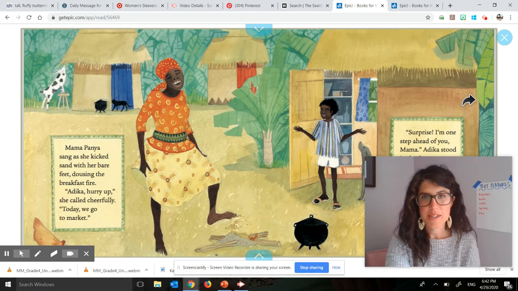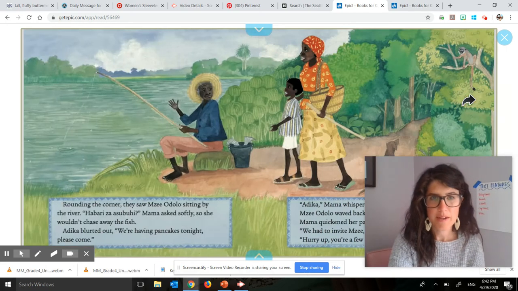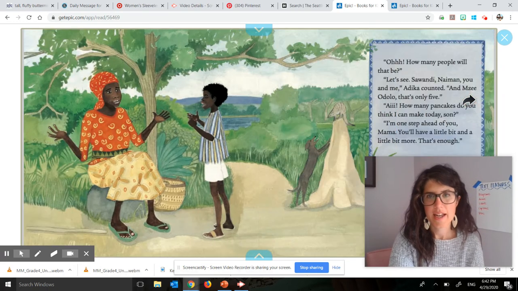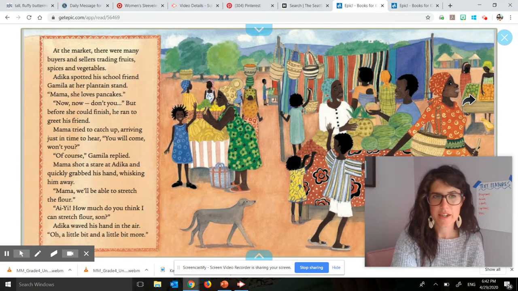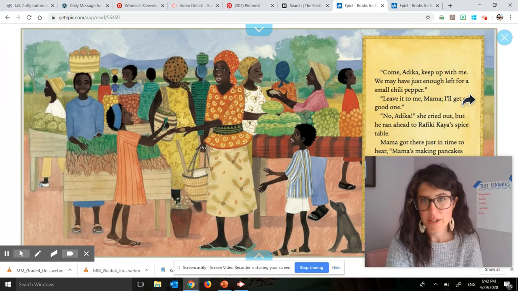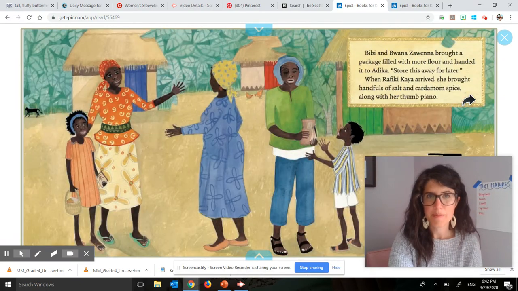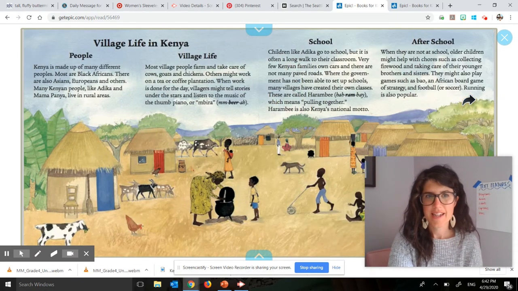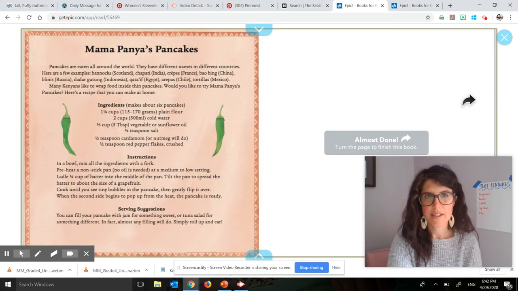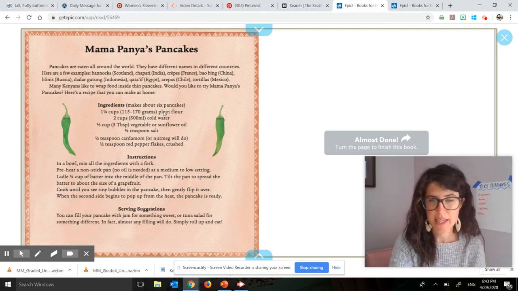So in the book, you see some different scenes from Kenya, which is where the story takes place, and some different characters. And Adika is inviting a whole bunch of different characters to come have dinner. And so the mama is trying to figure out how she's going to feed all of these people. But they gather some ingredients, and then people arrive, and they end up having enough food because they make Mama Panya's pancakes. So this is the recipe at the end of the book.